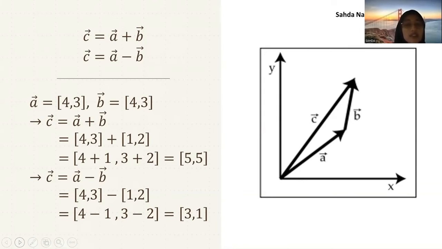Similarly, in vector subtraction, vector C is equal to vector A minus vector B. Okay, we subtract the components: (4, 3) minus (1, 2) is equal to (4 minus 1, 3 minus 2). And we have vector C is (3, 1). Okay, next.